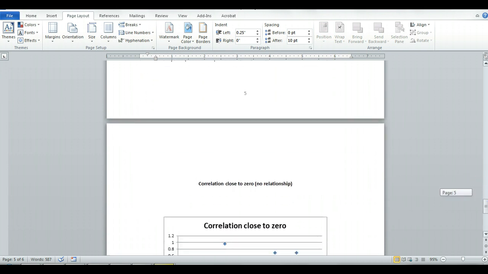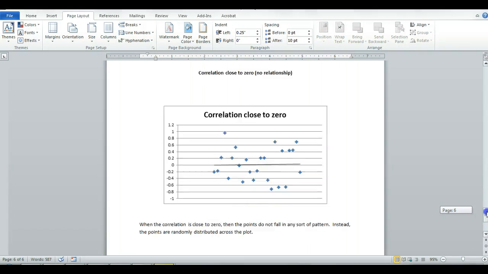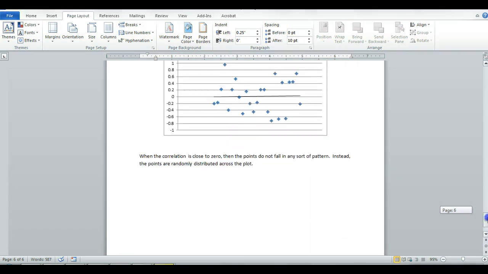And then in the case where the correlation is close to 0, the line is basically not going anywhere. It's not heading up or down. And the points are not arrayed in any sort of pattern. They're just randomly placed. That's a correlation close to 0, which means really x or y doesn't do anything. The variable y doesn't go up or down if x goes up or down. We can't make any prediction.